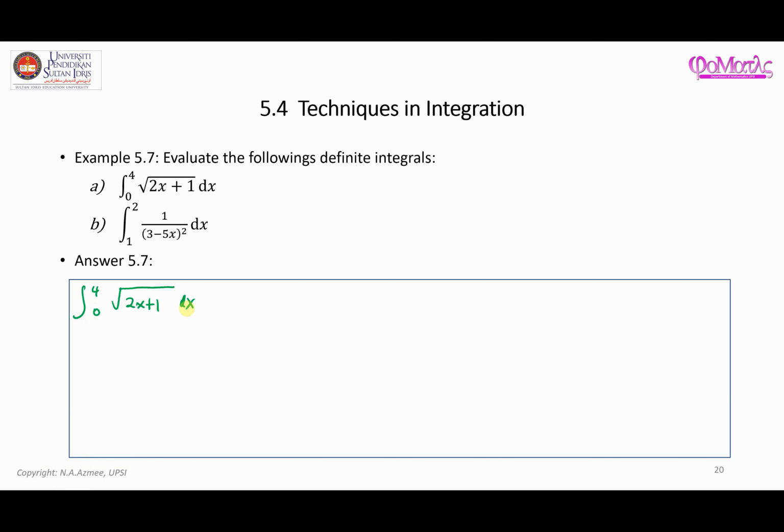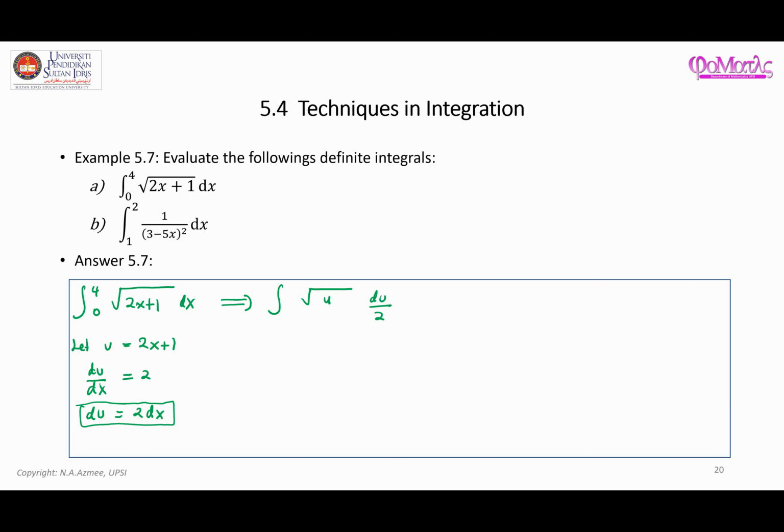Integral from 0 to 4 of square root of 2x plus 1 dx. So I'm going to let u be equal to 2x plus 1. Therefore, du/dx is equal to 2, so du is 2 dx. Because of that, the integral becomes square root of u. So I'm going to replace 2x plus 1 with u. Now, dx here is just du over 2, so I can replace dx with du over 2.